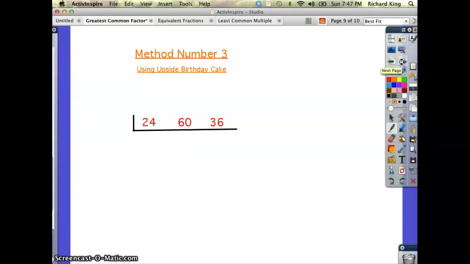Okay, now let's do it by using upside down birthday cake. Again, starting with our lowest prime number, 2, they're all divisible by 2. So that goes 12 times, that goes 30 times, and that goes 18 times. Again, these are all even. So again, 2 will go. 2 goes into 12 6 times, 2 into 30 15, and 2 into 18 9.